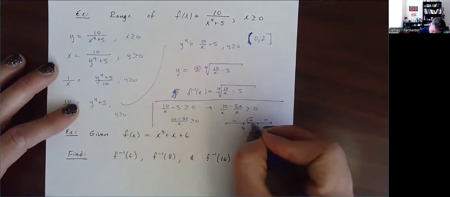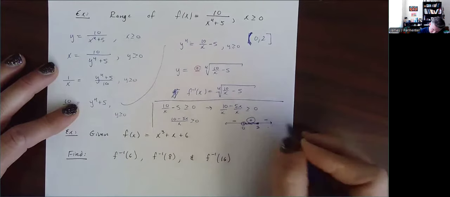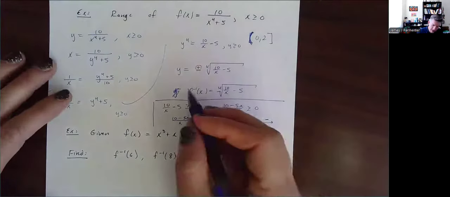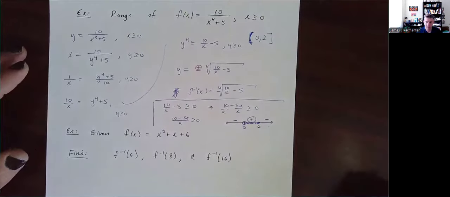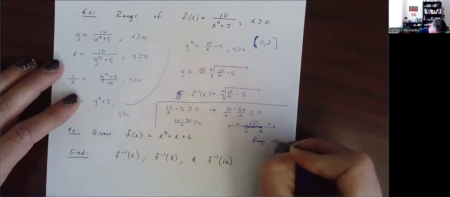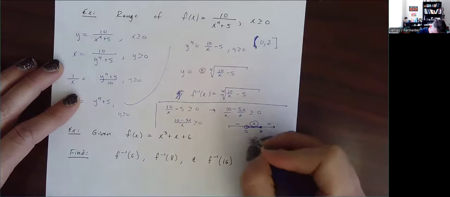So I exactly want this. I don't want 0. I do want 2. And that's how I'm getting everything from 0 to 2. So my domain of f inverse is everything from 0 exclusive to 2 inclusive. So my range of the original function is exactly 0 to 2.